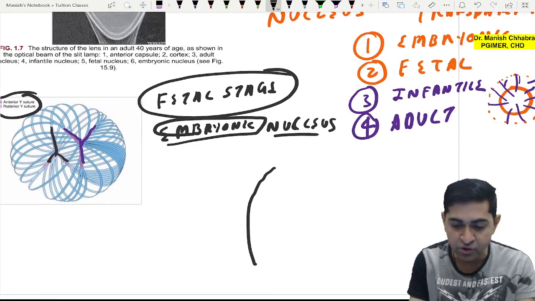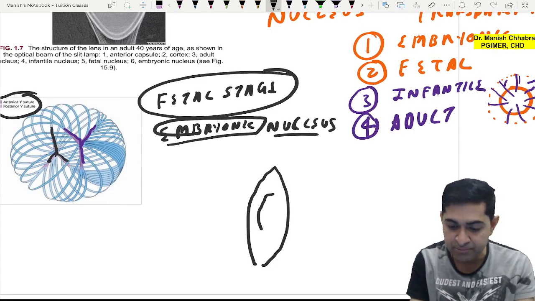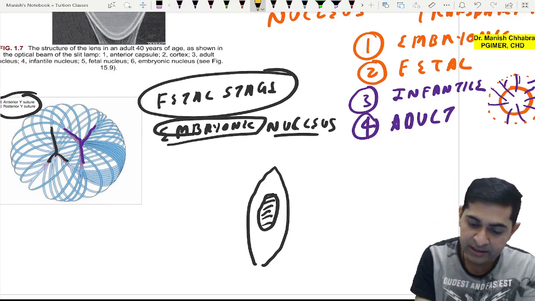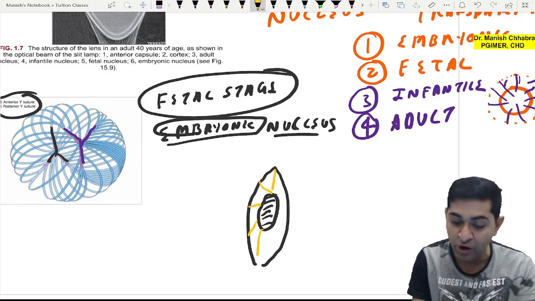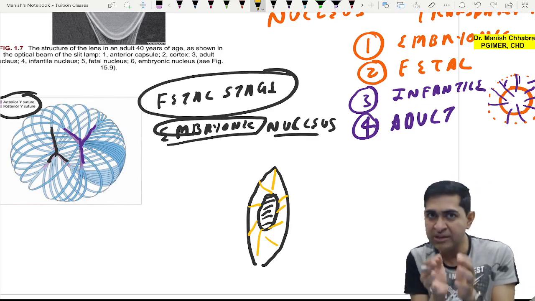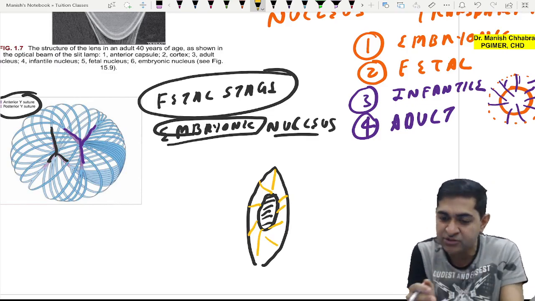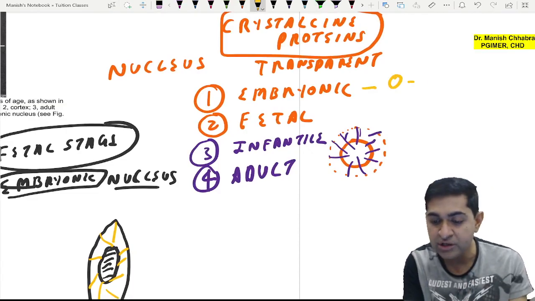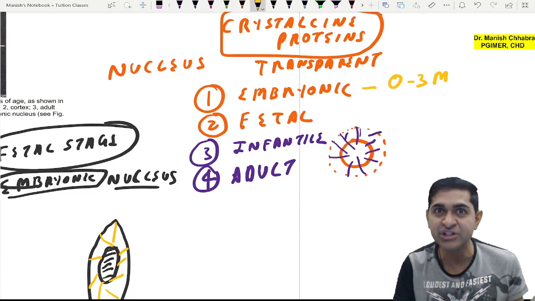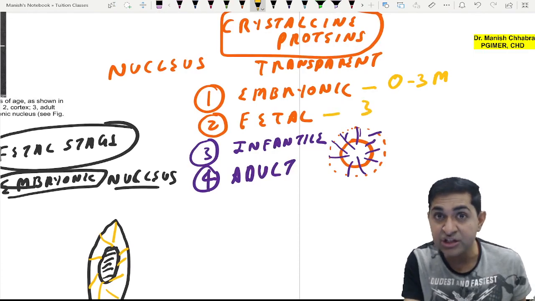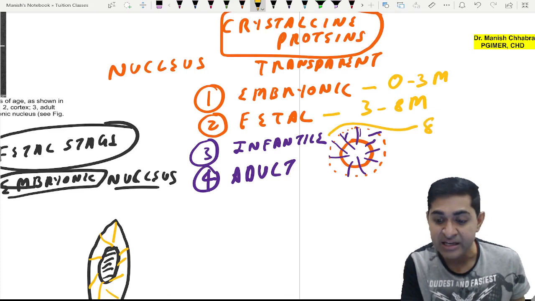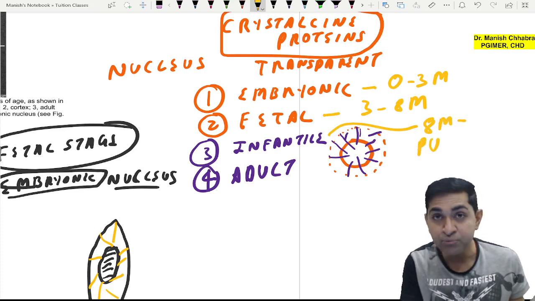If I draw the lens, the central part is my nucleus, while the periphery is the cortex. You know that the most central part is formed first. The embryonic nucleus is formed during 0 to 3 months of gestation. Fetal is 3 to 8 months of gestation. Infantile is 8 months to puberty.